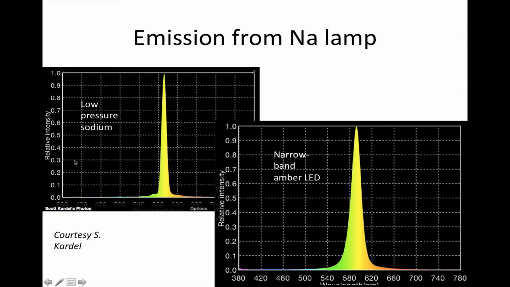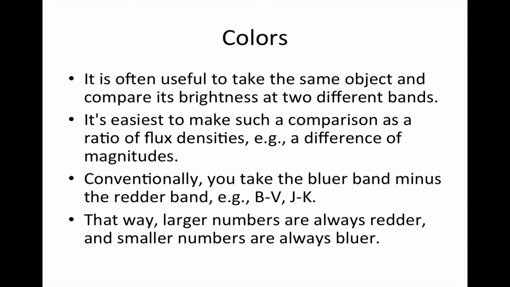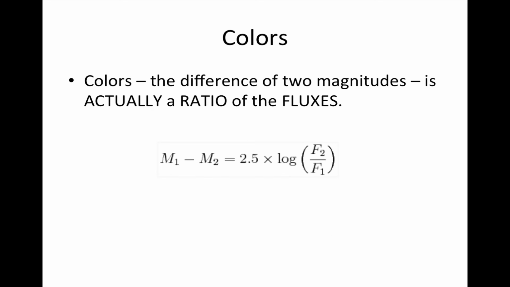This is why he really had the toy: he wanted to take spectra of a low-pressure sodium light and a narrowband amber LED light to show that if you have low-pressure sodium lamps that you want to replace with LEDs, you need to make sure you get the narrowband amber LEDs and not the bright white ones. So, bringing it back to astronomy, it's often really useful to take the same object and compare its brightness at 2 different bands. You make that comparison as a ratio of flux densities, in other words, a difference of magnitudes. So you take the bluer band minus the redder band, so B minus V, J minus K, V minus I. It's always bluer minus redder. And when you have established that convention, then whenever you are looking at a color, larger numbers are redder and smaller numbers are bluer. So remember, the difference of 2 magnitudes is actually a ratio of the fluxes, okay?